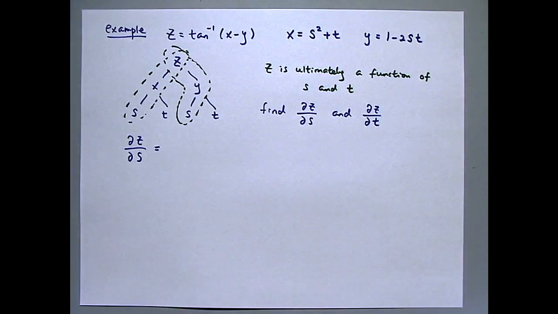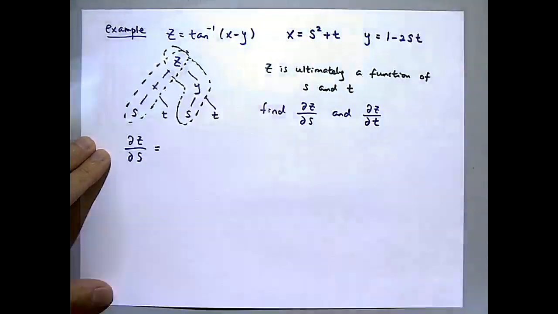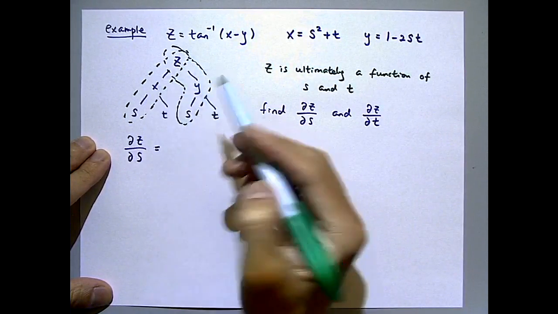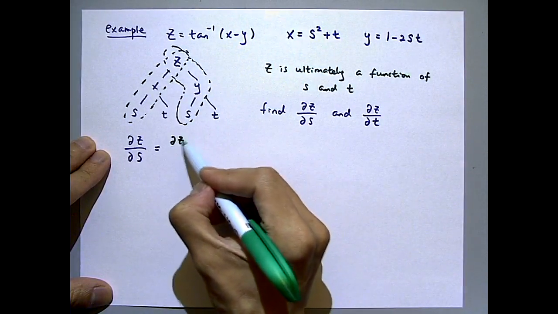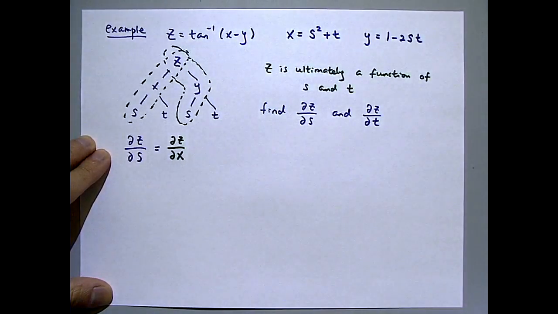I'll use green because I use green for that. So let's look at the first branch here, just the diagonal down. Z to x. Z has a split. So it's partial z, partial with respect to x. Right?